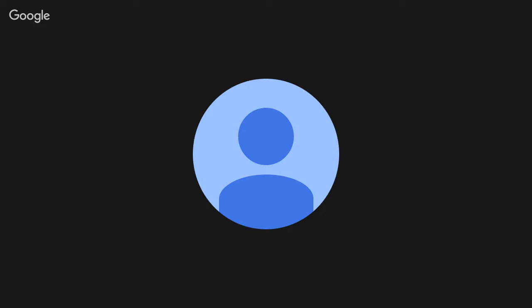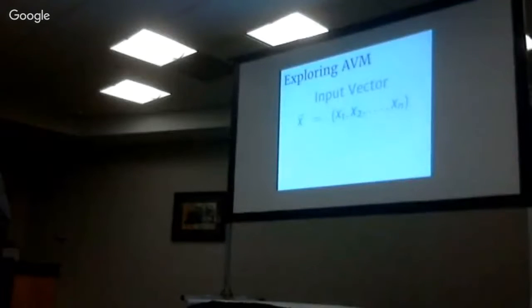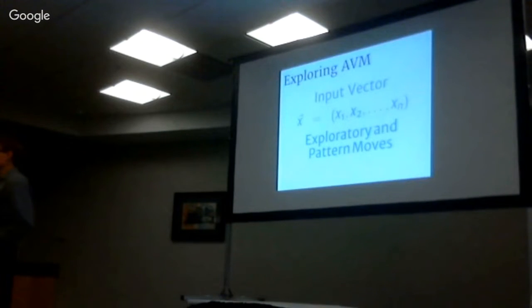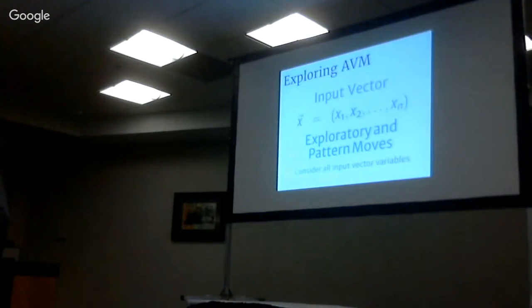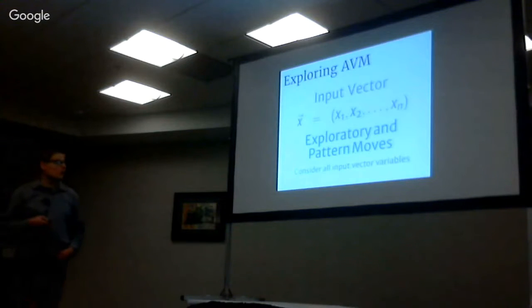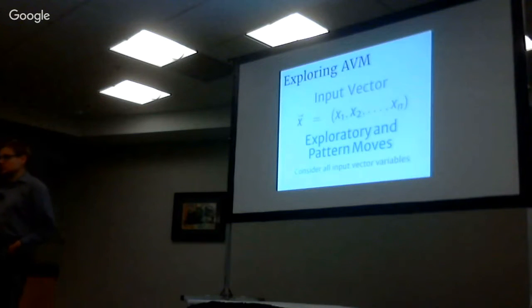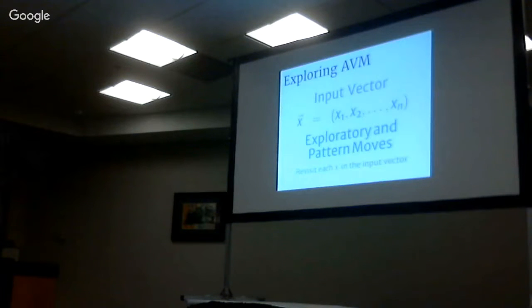To continue to explore and do some of those bigger jumps with exploratory moves. This process in the AVM, alternating between exploratory moves and pattern moves, and once we've done that, we're going to ultimately apply the AVM approach to all of the input vector variables. So now you can see we move from one variable to the next variable, and we're going to continue working on each variable as we try to come up with the best possible test data.